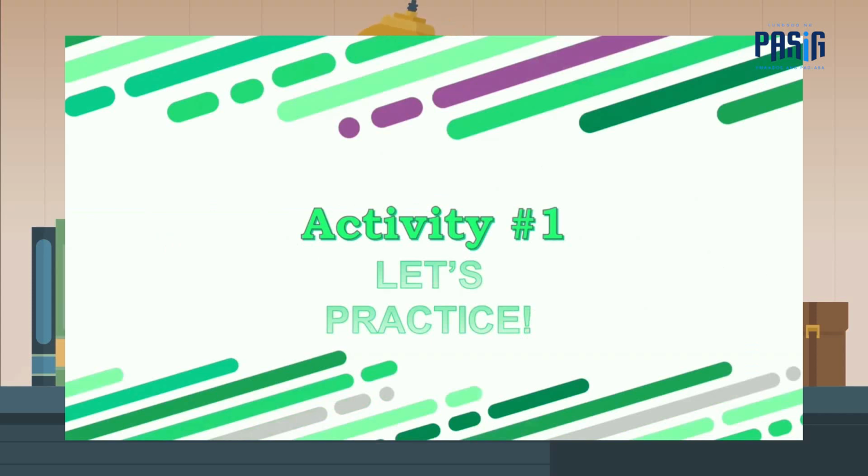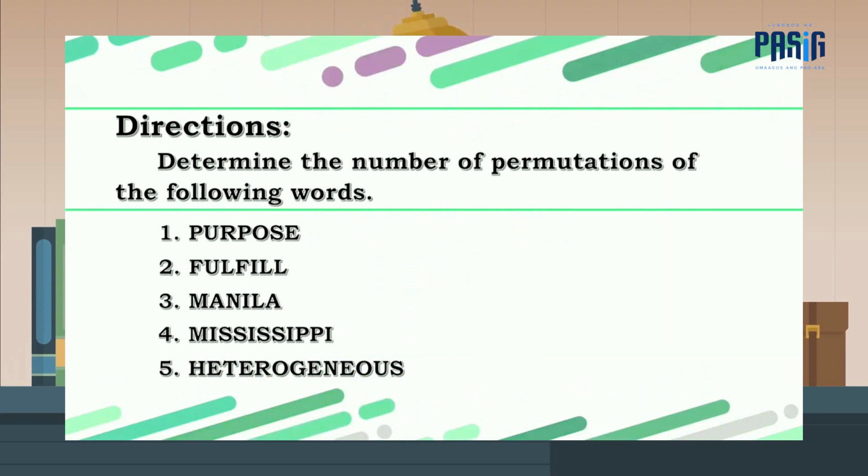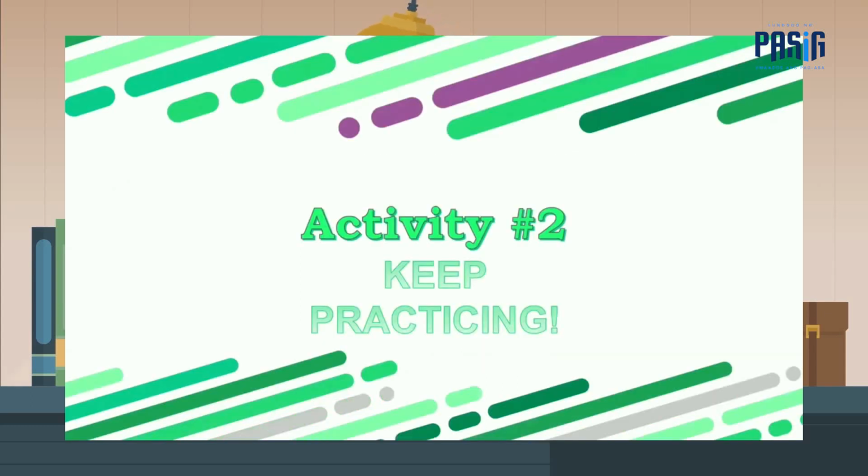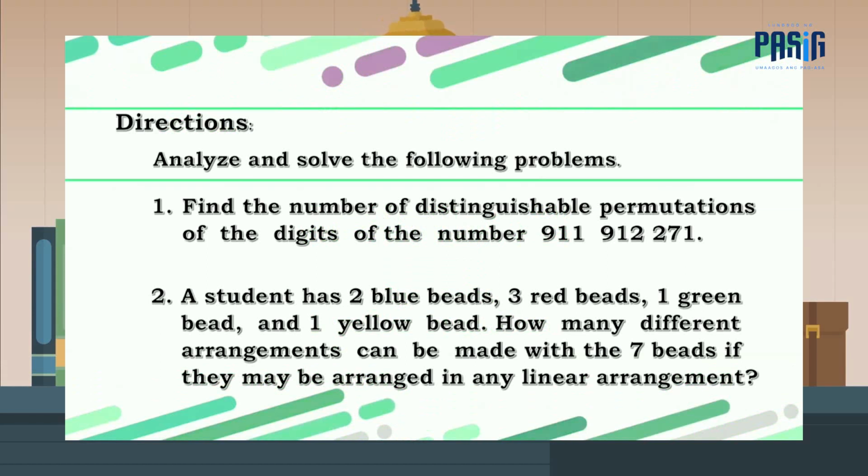I know you are now ready to answer some activities. You may pause the video while answering each activity. For activity 1, determine the number of permutations of the following words. And here are the key to correction.